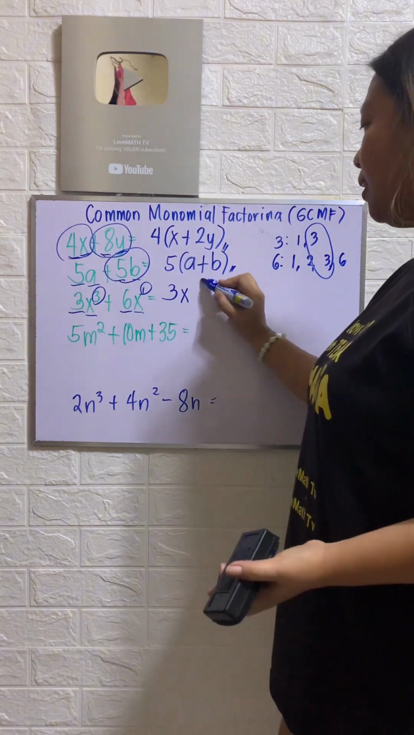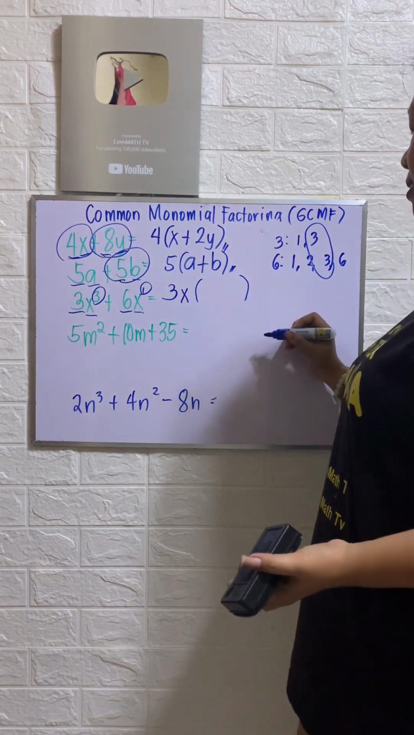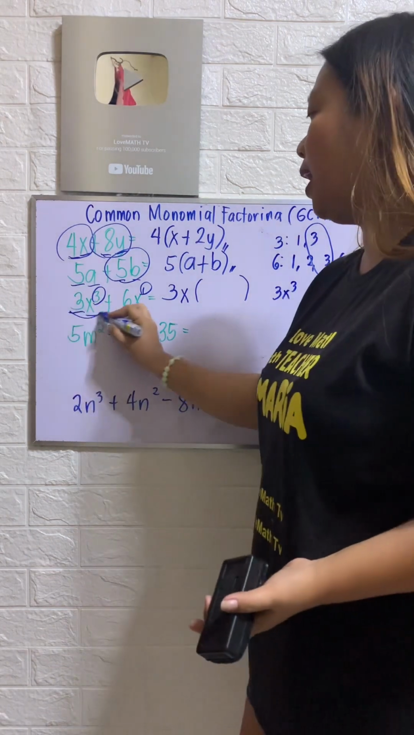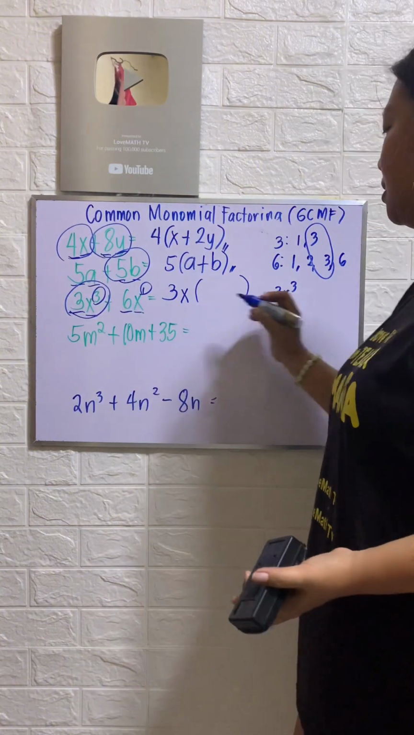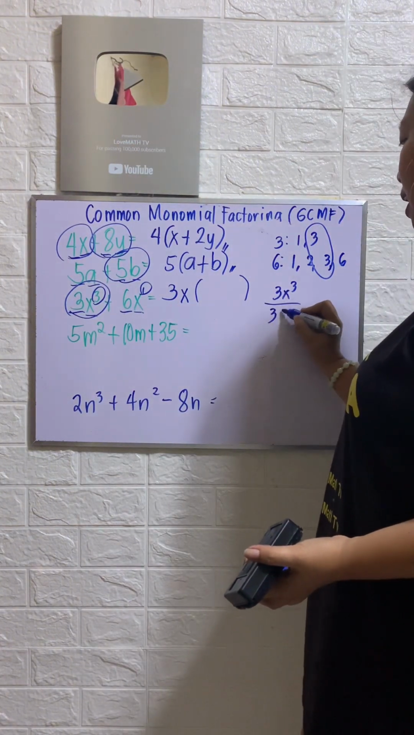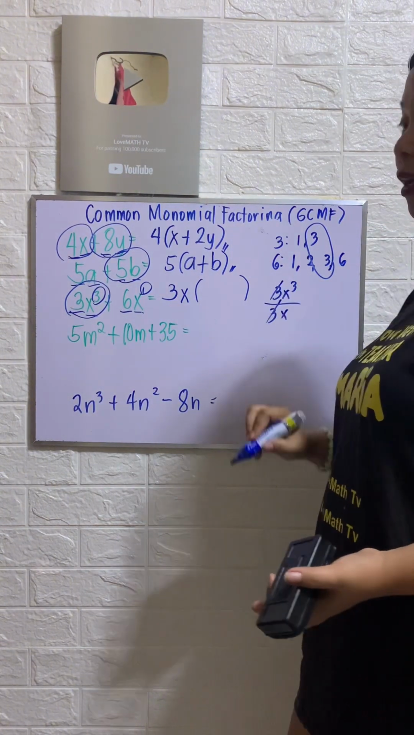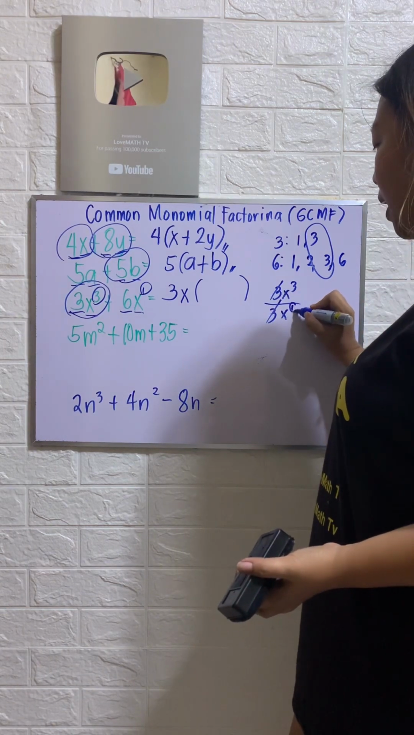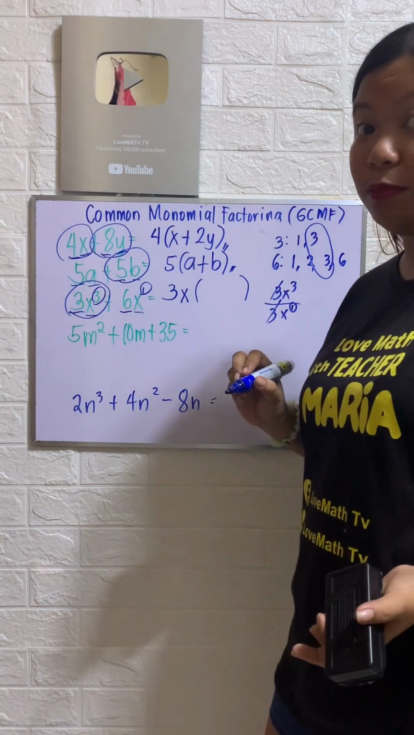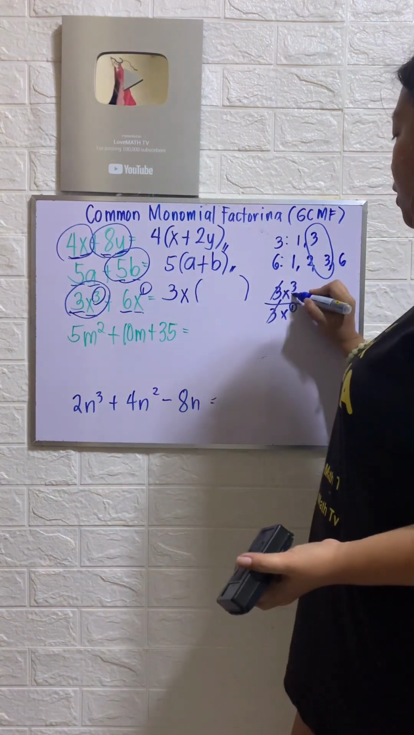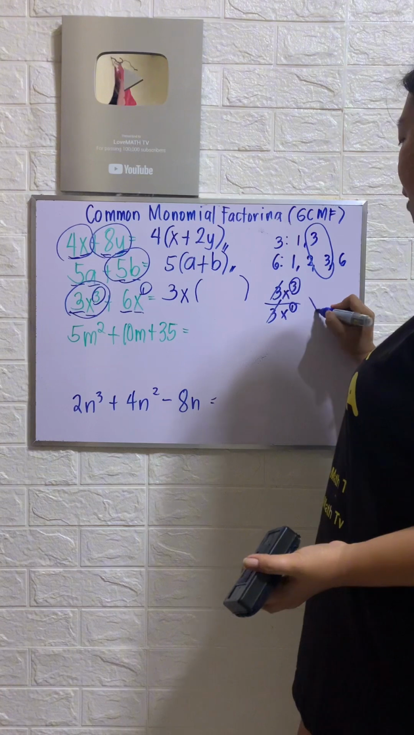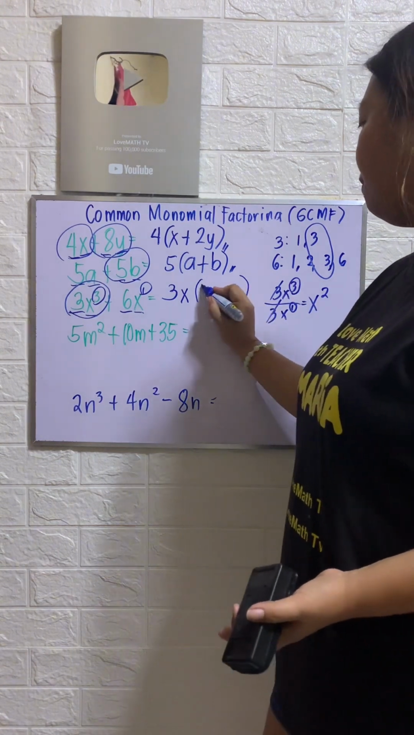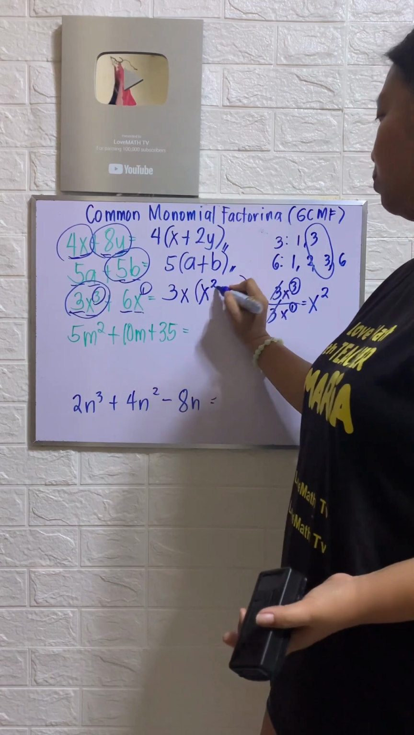And now we can get the other factor. Okay, let's see. So we have here 3x raised to 3, yung first term muna, divided by our GCMF, which is 3x. So 3 divided by 3, 1 na lang siya. And then we have here 3, and then yung invisible 1. Ano bang ginagawa natin dyan? We are subtracting, di ba? Kasi division to. So 3 minus 1, you will have here x raised to 2.